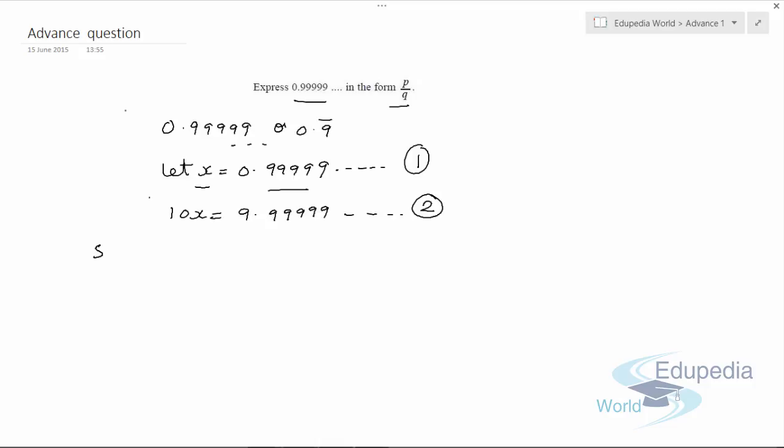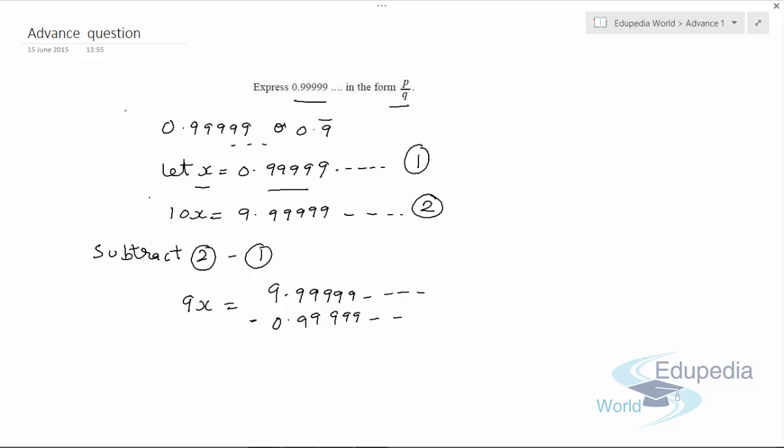So the next step is we have to subtract 1 from 2. What we get is 9x equals 9.99999 bar minus 0.99999 bar, and the answer we'll get is 9x equals 9, because this part will get cancelled. So the answer will come out to be 9 upon 9, the answer is 1. Now the solution is very interesting, because we have the number 0.9999 and the answer we are getting is 1.